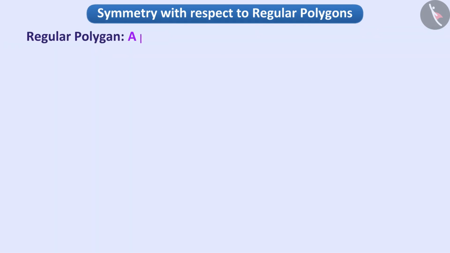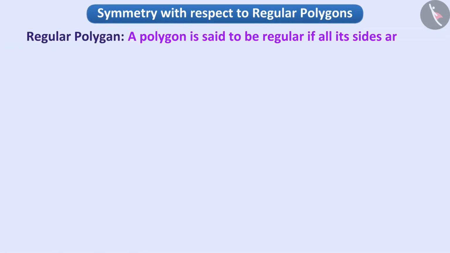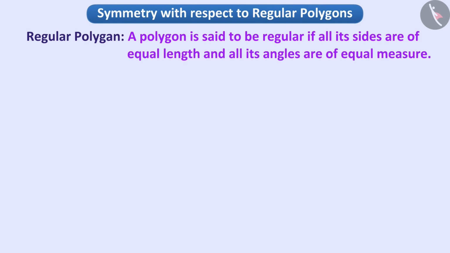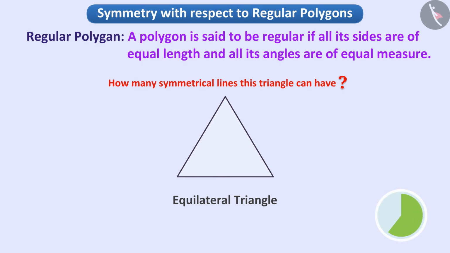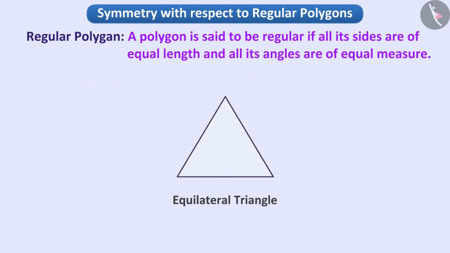A polygon is said to be regular if all its sides are of equal length and all its angles are of equal measure. Just like an equilateral triangle is a regular polygon, because all its three sides are equal and all three angles are equal, each measure of 60 degrees. Can you tell how many symmetrical lines this triangle can have? Think. We can draw three symmetrical lines exactly like this.